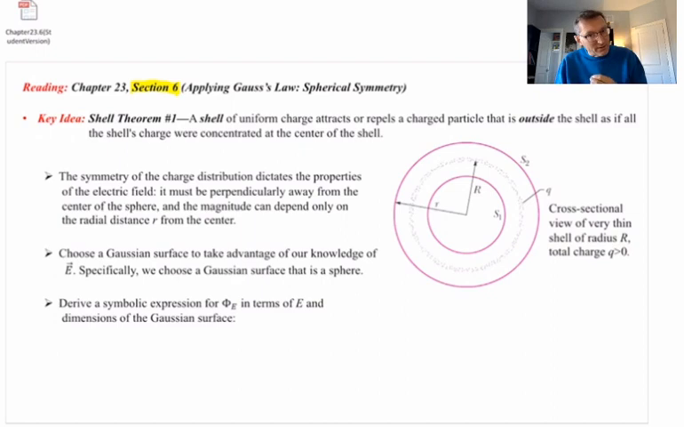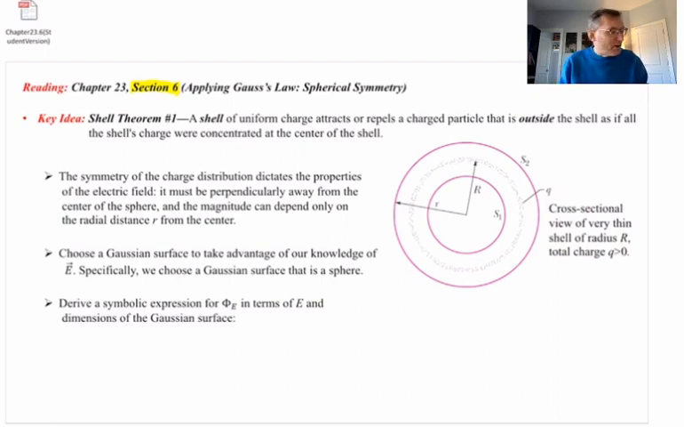But this process only works if the charge distribution producing the field has a lot of symmetry, and there are only three geometries for which there is enough symmetry. Cylindrical symmetry, a very long cylinder with charge, that was section 4. Planar symmetry, an infinite flat sheet of charge, that was section 5. And now, last, the most symmetric charge distribution of all, spherical charge distribution. That's what I'm going to talk about in this video.